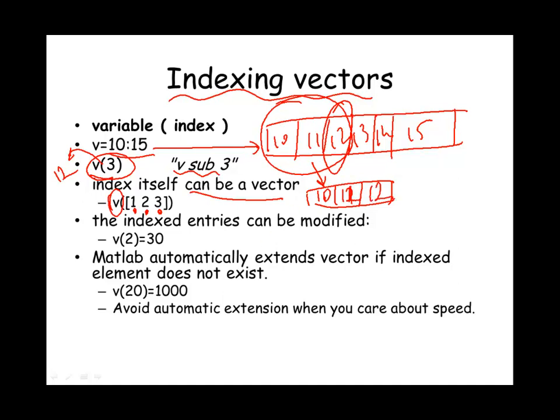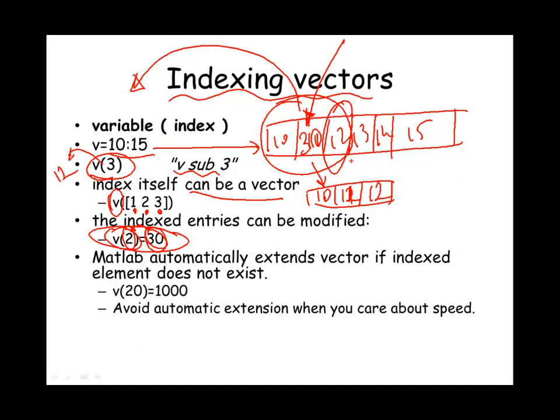When an indexed vector is on the right-hand side of an equal sign, you would be extracting the contents of that vector. When an indexed vector is on the left-hand side of an equal sign, you are writing the value that's on the right-hand side into this vector. In this example, we have V2 equals 30, which means you are writing the number 30 in the second box of this vector. So that will replace the number 11 with 30.